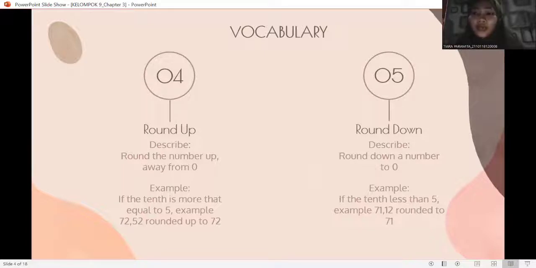Okay, vocabulary 5. Round down. Describe: round a number down toward 0. Example, if the tenth digit is less than 5, example, 71.12 is rounded to 71.